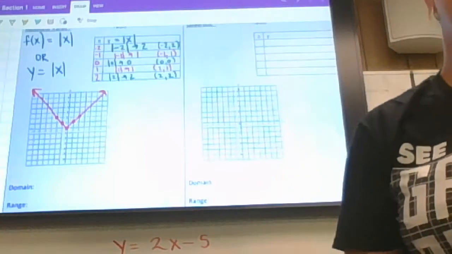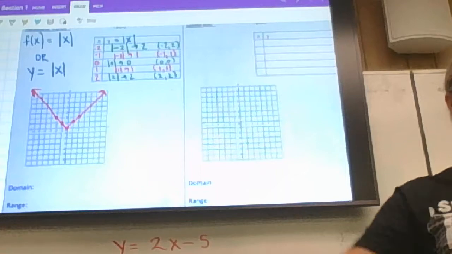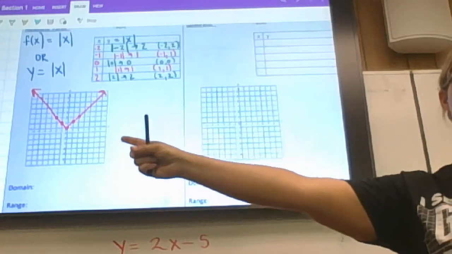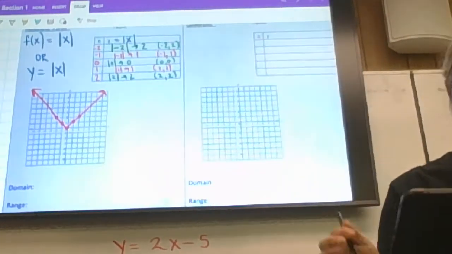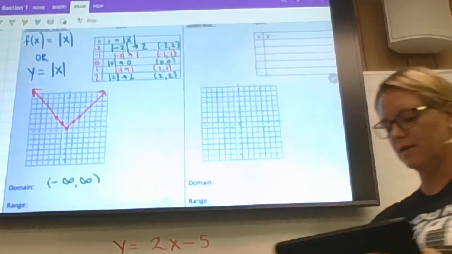Did you try domain and range? Does anybody feel like they know the domain and range? Well, it does go left and right forever. So what's the domain? Negative infinity to infinity.